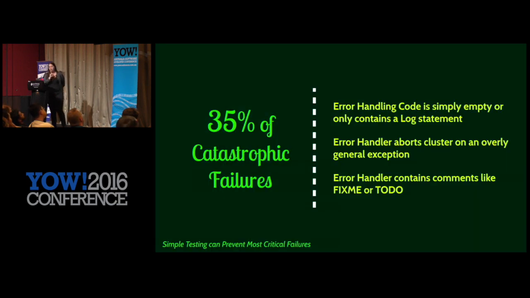This is the more actionable thing, I think, where they found 35% of the catastrophic failures were caused by what I like to call developer laziness. The error handling code is simply empty or only contains a log statement. Error handlers abort the cluster on an overly general exception. This one's kind of harder to catch, but it's basically that they catch any exception and throw, and everything barfs. And then there's also the error handler that contains comments like "fix me" or "to do."